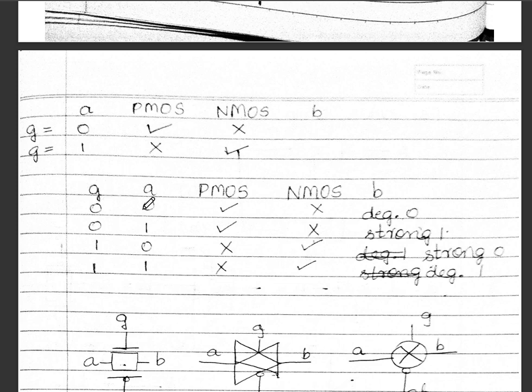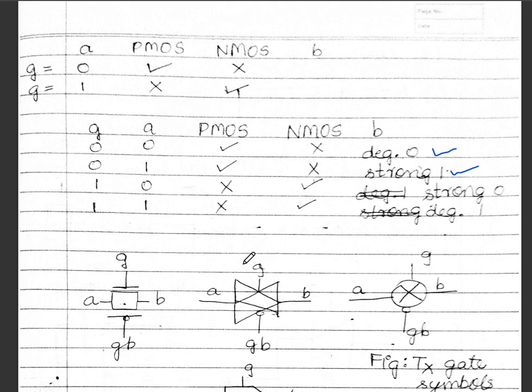When G is equal to 0 and A is equal to 0, the PMOS will turn on and NMOS will turn off, and the output obtained is degraded 0. Next, when the input G is equal to 0 and A is equal to 1, PMOS will turn on and NMOS will turn off, and we get strong 1. When G is equal to 1 and A is equal to 0, PMOS will turn off and NMOS will turn on. We'll get strong 0. Next, when both the inputs G and A are 1, NMOS will turn on and PMOS will turn off, and hence we get the degraded 1.